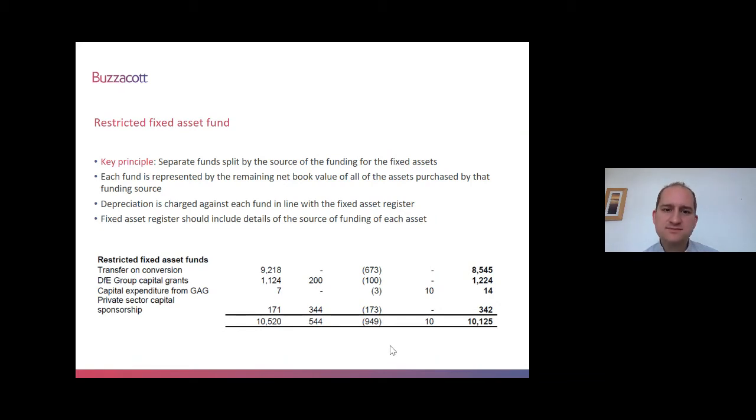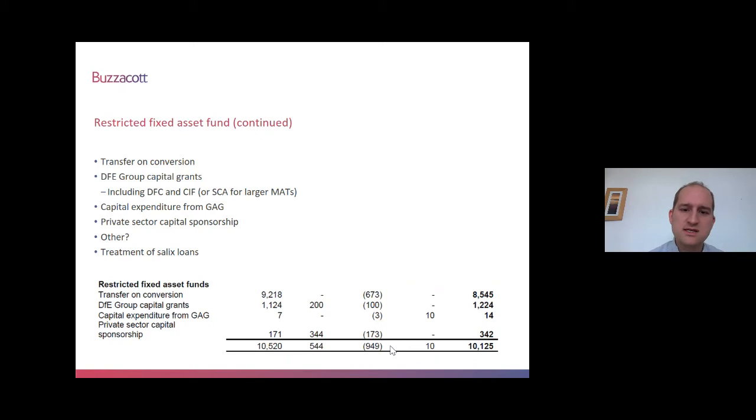So on the next slide, we start to explore some of the issues around the fixed asset fund. What we see mainly here is just different sources of funding, like fixed assets funding from GAG, from SIF, or from your single central allocation if you're a MAT. What you may also have, just to note, is Salix loans. Salix loans can be a bit debatable for how you treat these in terms of the fixed asset fund.